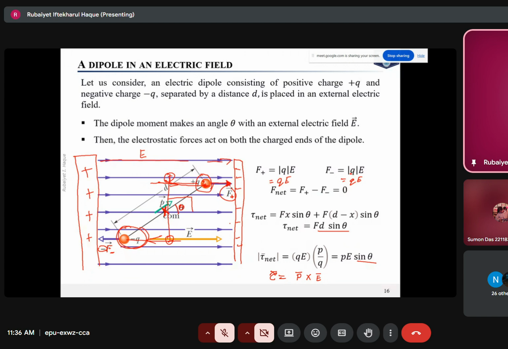If you somehow align it anti-parallel, that means if you rotate it and make the positive charge here and the negative charge aligned that way, in this particular case it will be zero again. So the dipole will experience zero torque. It is still in equilibrium. It can stay there. We will talk about the other thing here. So you see the range of the torque will vary from 0 to maximum, that means pE, and back to 0 again, depending on how you orient it with the external electric field.